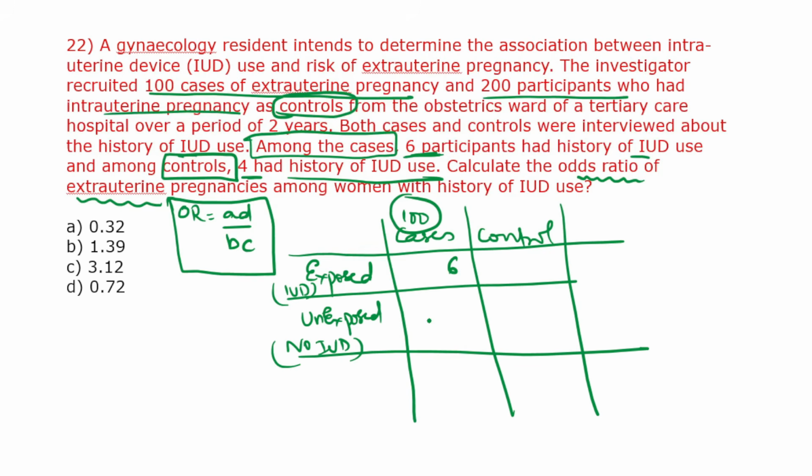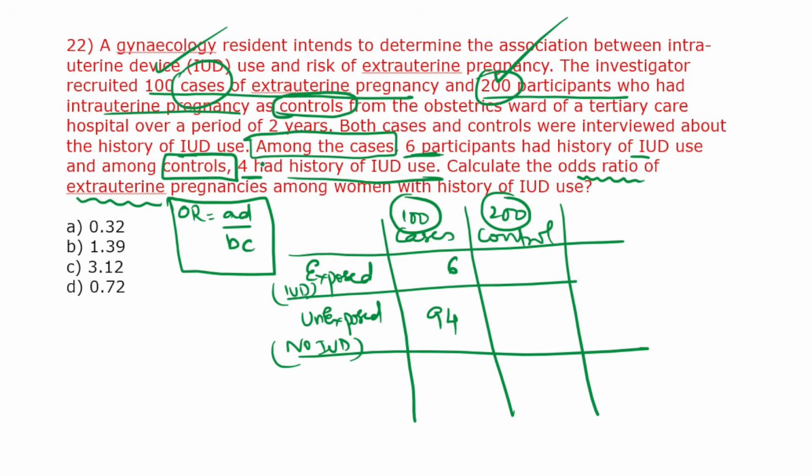And how many will be the unexposed? 100 minus 6 is equal to 94. Then how many were controls? 200 were controls. You have seen these 200 participants are controls. 100 cases, 200 controls.